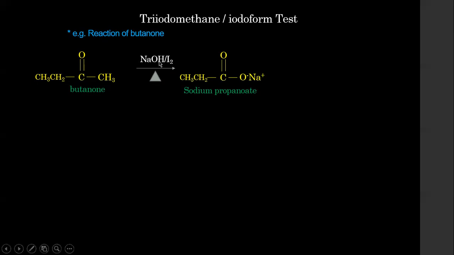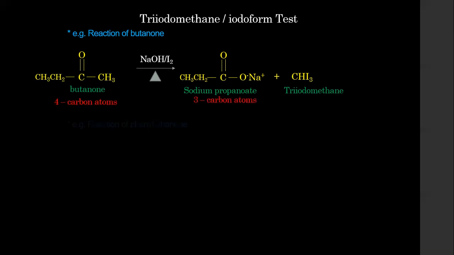You can see the carbon number. In butanone, there are 4 carbon atoms, but in sodium propanoate, we have only 3 carbon atoms. Why? This CH3 group gets detached, and it produces the triiodomethane, or iodoform, in this reaction. Because of the removal of this CH3, I'm reiterating, the carbon number of the molecule decreases by 1. 4 carbon atoms on the left-hand side, and the product has only 3.